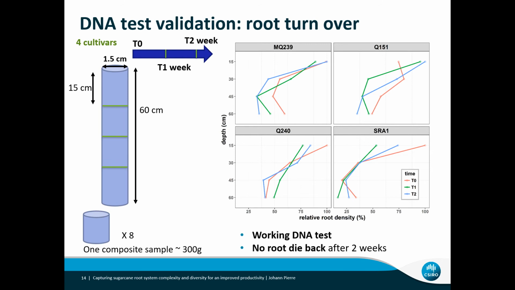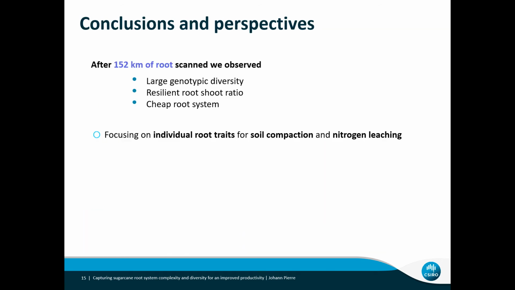So in conclusion, from our glasshouse experiment, we scanned about 152 kilometers of roots, and we observed large sugarcane root system genotypic diversity, a resilient root-to-shoot ratio and an energy efficient root system. From here, in glasshouse experiments, we can now focus on individual root traits, which are important for the specific constraints of sugarcane cultivation, which are mainly soil compaction and nitrogen leaching.